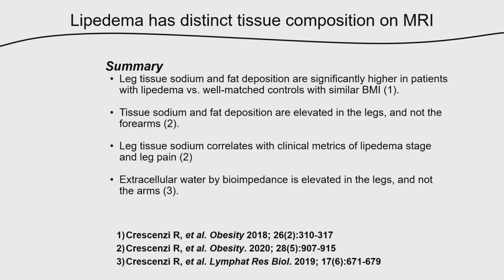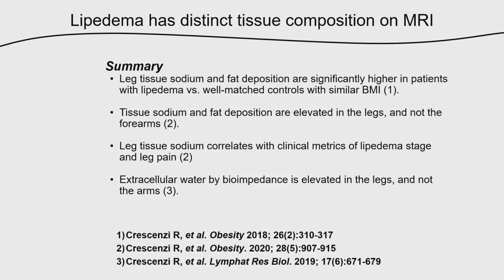Okay, so then just to summarize some of these initial findings of tissue composition by MRI, we've shown that leg tissue sodium and fat deposition are significantly higher in patients with lipedema compared to these well-matched controls with a similar BMI. Again, everybody lower than a BMI of 40 here, so we're not looking at upper obesity classes. Everyone was compatible with the MRI. The tissue sodium and fat were also significantly elevated in the legs and not in the forearms.